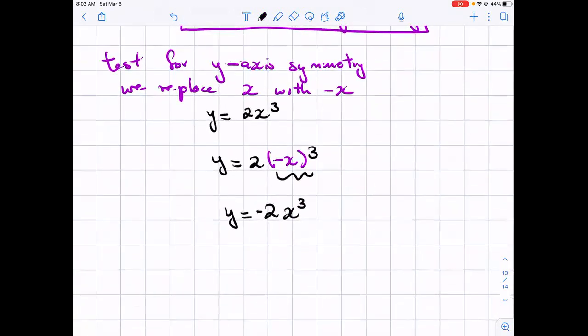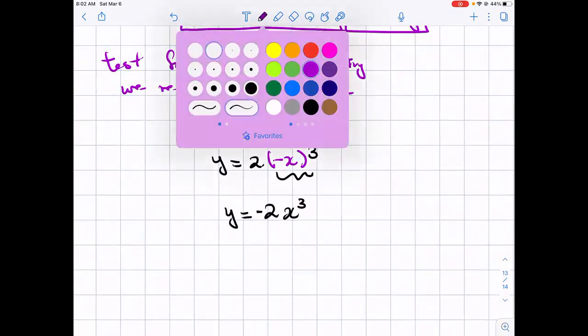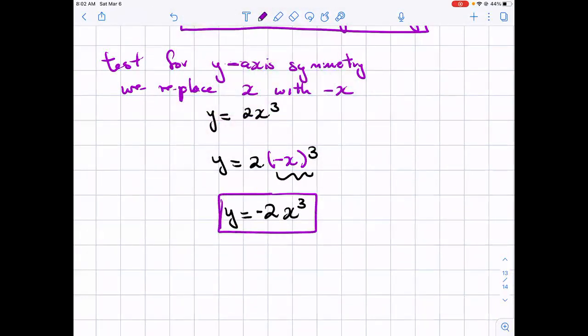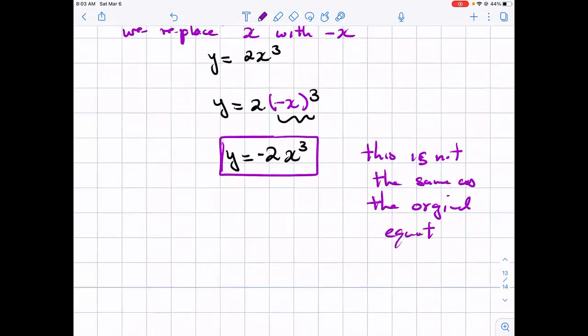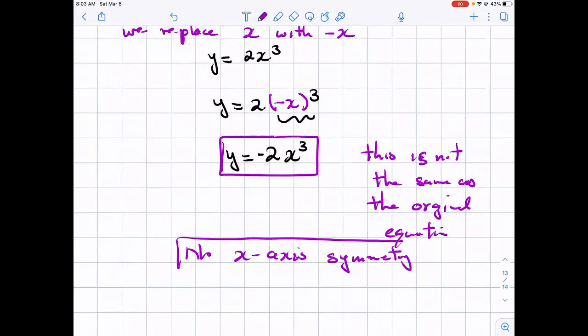So notice that this here is not the same as the original equation. So we have no y-axis symmetry. Okay? No y-axis symmetry.